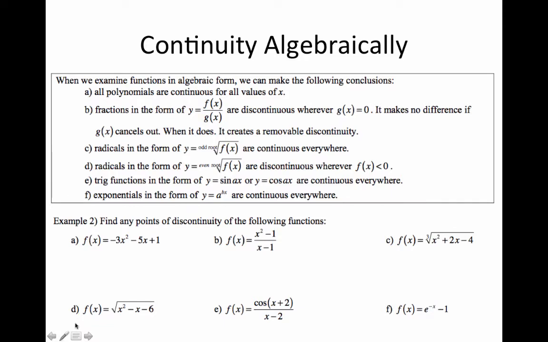Let's also talk about continuity algebraically or analytically, because you might be given a function and be asked, okay, is the function continuous? If it's not, well, where is it not continuous? And so on and so forth. So this box, and this box is on page 71 of your notes, is actually a pretty handy one.